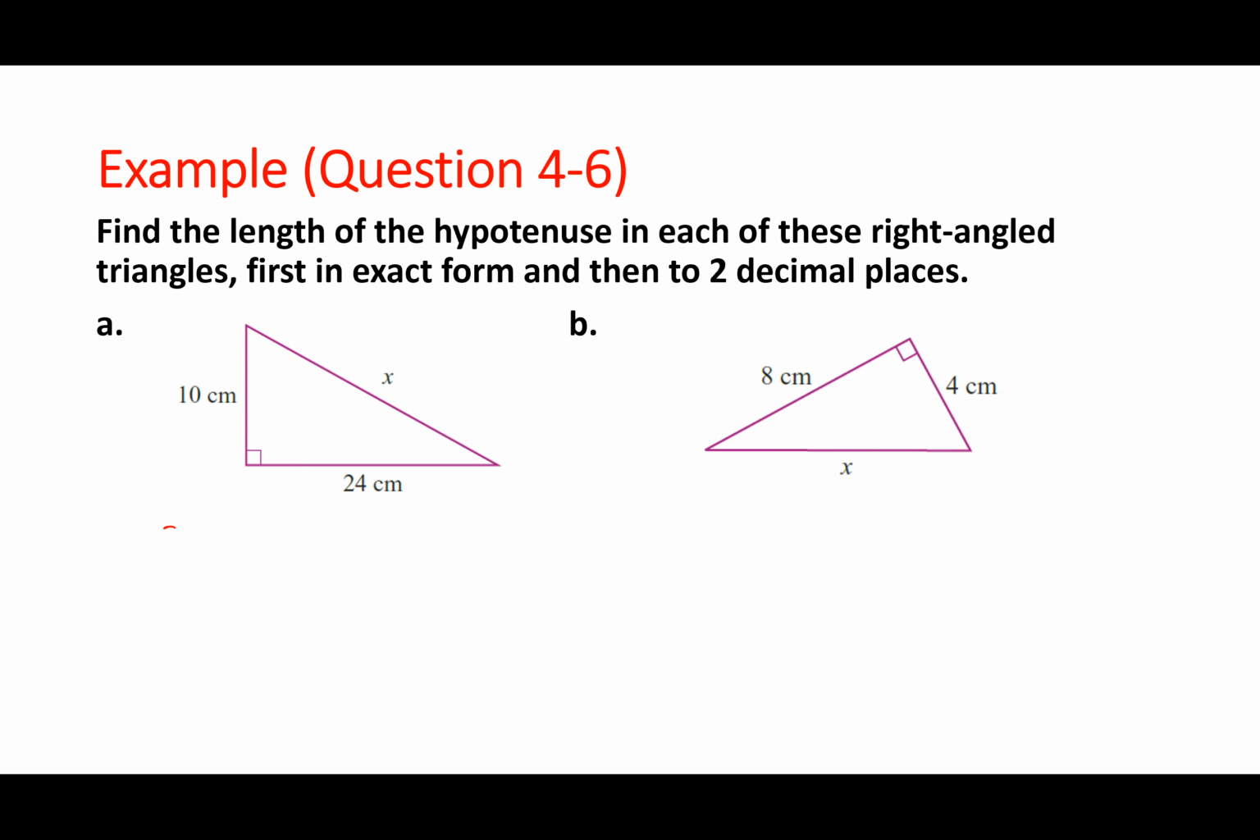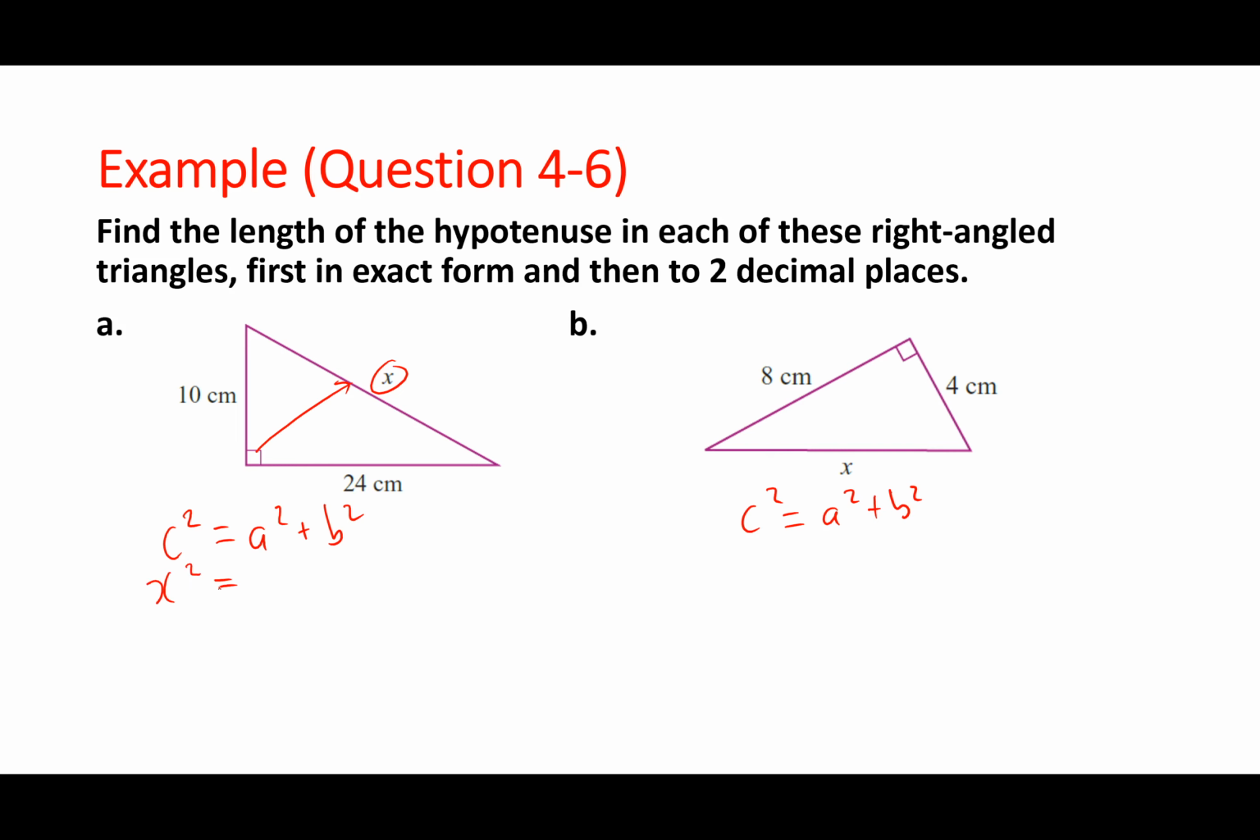So the theorem itself is c squared is equal to a squared plus b squared. Whenever I'm doing a Pythagoras problem, I always start out by writing down the formula, or the theorem. So I'm going to do that on both of them. Now, I need the hypotenuse. The hypotenuse is the side that's opposite the right angle, so the c is actually going to become x. So x squared is equal to.